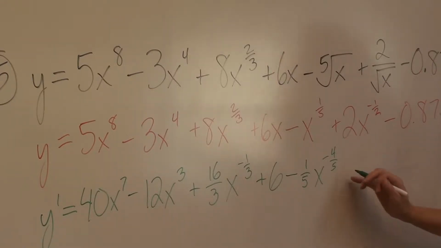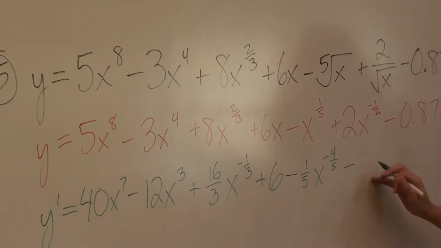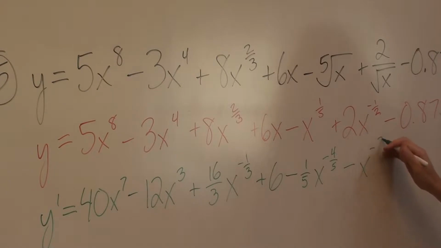Is it going to be positive or negative? Negative. What's 2 times a half? 1. What's negative a half minus 1? Negative 3/2. See how easy that is? Minus 0. Did you guys all hear minus 0? This is like a really complicated thing. But 0.875, what tells us it's 0? It's a constant, right?